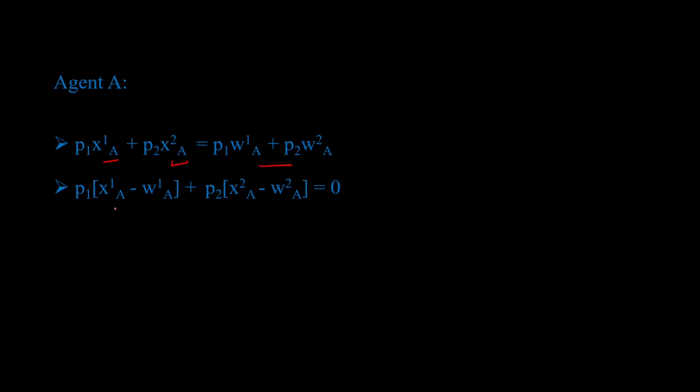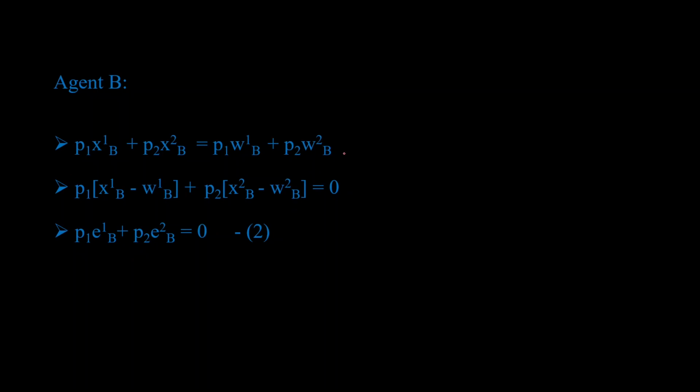Now let's try to understand what this represents. x1a is the amount of good 1 A wants to have, and W1a is the amount of good 1 A initially had, right? So x1a minus W1a is actually A's excess demand for good 1, and similarly x2a minus W2a is A's excess demand for good 2. And we are going to denote those excess demands for good 1 and good 2 respectively by E1a and E2a. This is called the excess demand function. So you have P1 into E1a plus P2 into E2a, which should be equal to 0.